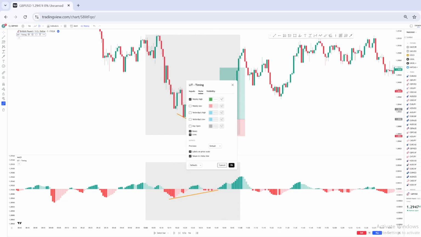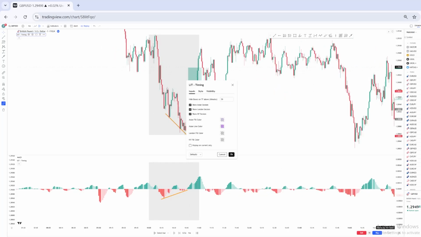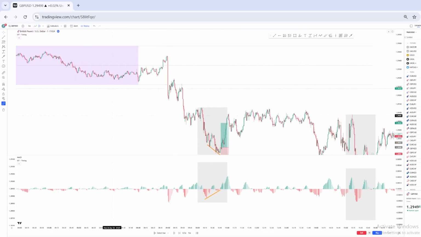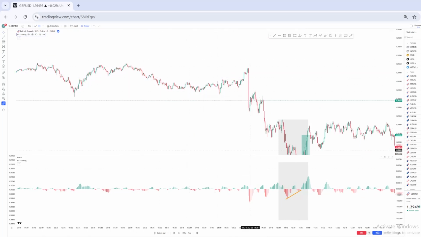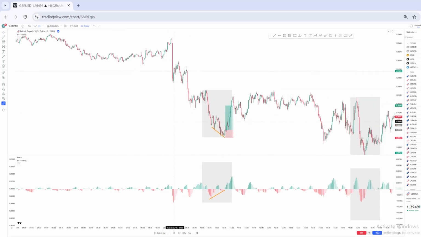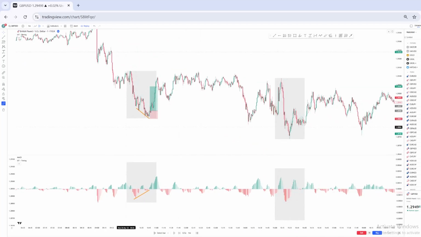and I have unchecked all these. I don't need all these, I don't need them. And by default it shows you the Asia session box. I have unticked that off because I don't need that. I don't use that in this strategy, so I don't need that.